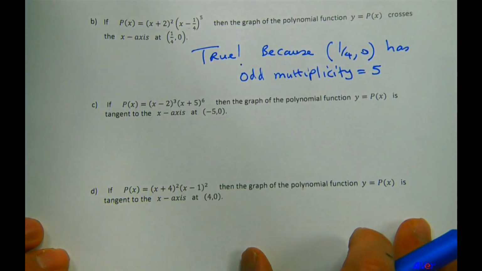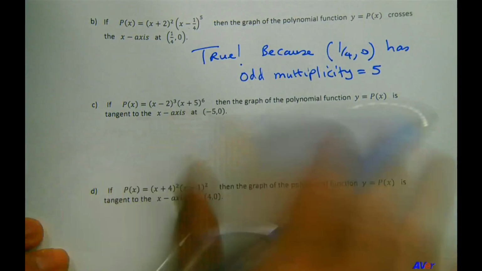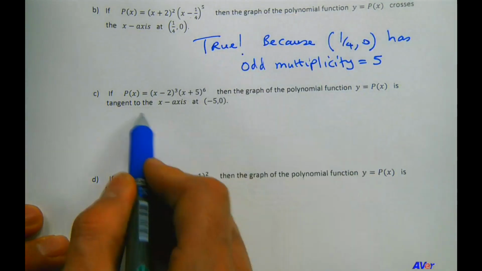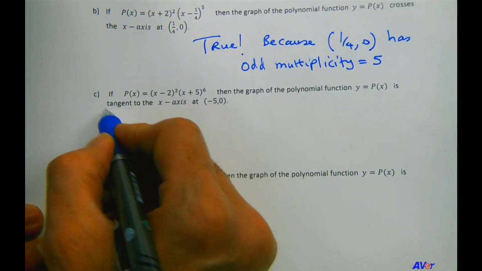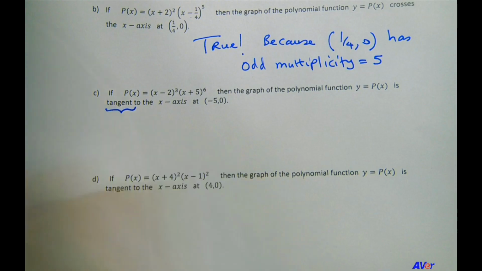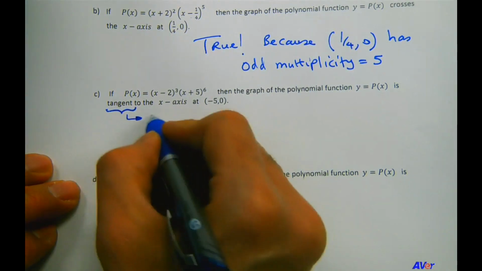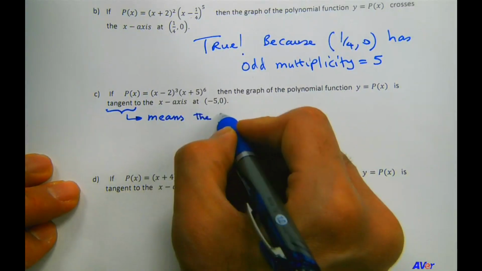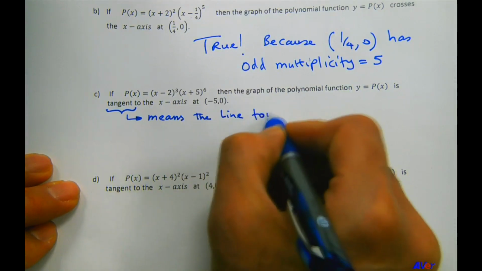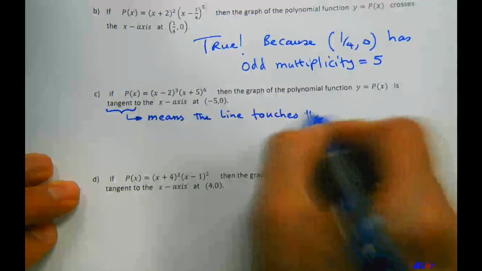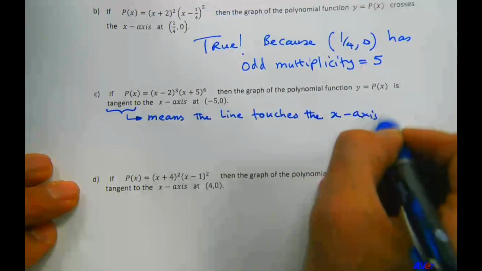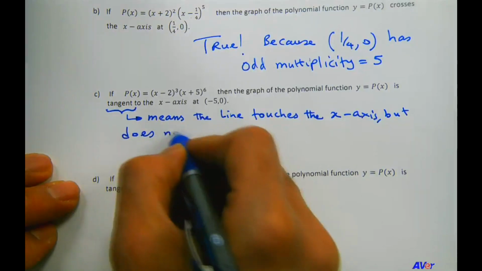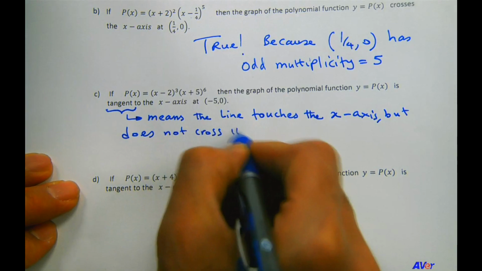Okay? So this one, if we are given this polynomial, then the graph of the polynomial is tangent. Tangent is the same thing as touching it but not crossing it. So let me write this down. Tangent means the line touches the x-axis but does not cross it. So I'll just give the definition of it. Does not cross it. Okay?